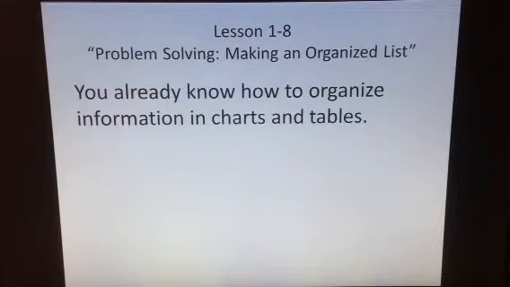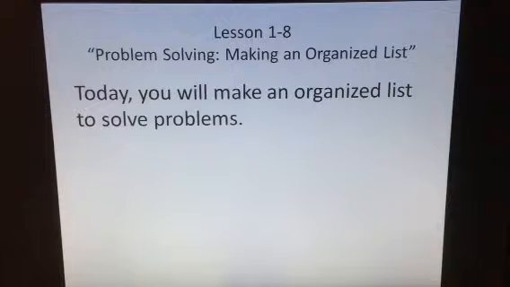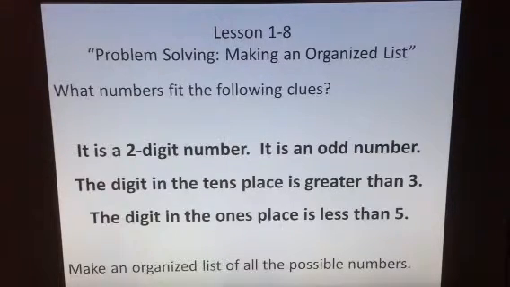Hello, our lesson today is lesson 1-8, problem solving, making an organized list. This was a tough lesson for students and we did this one entirely as a class today. You already know how to organize information in charts and tables. Today you will make an organized list to solve problems.